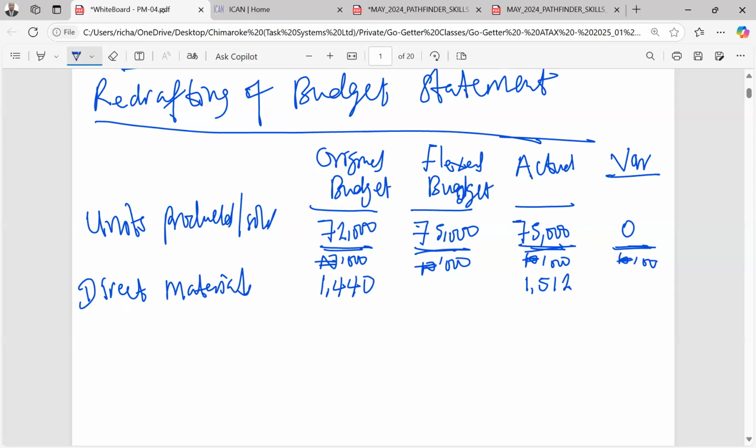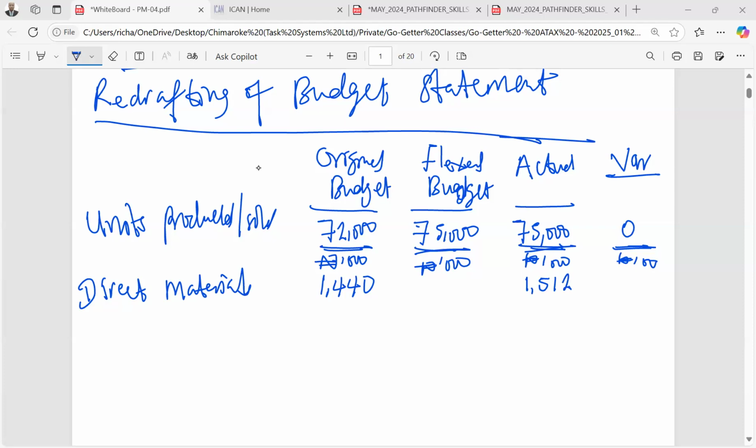So our flex is going to be this. We have 1440, which was done using 72,000. So if it is done using 72,000, how much is it going to be for one? We'll divide it by 72,000. This is the value for one.